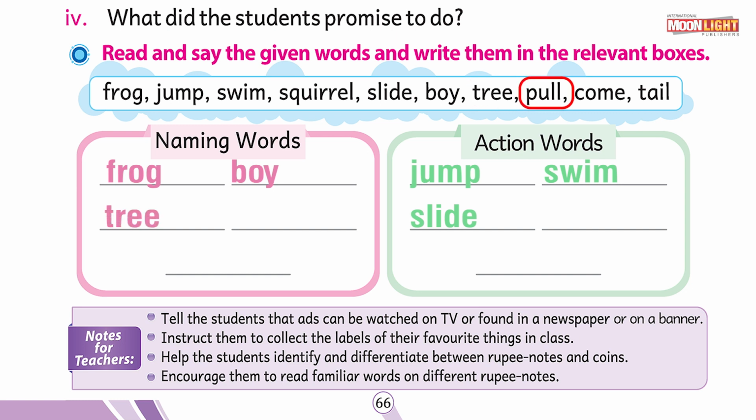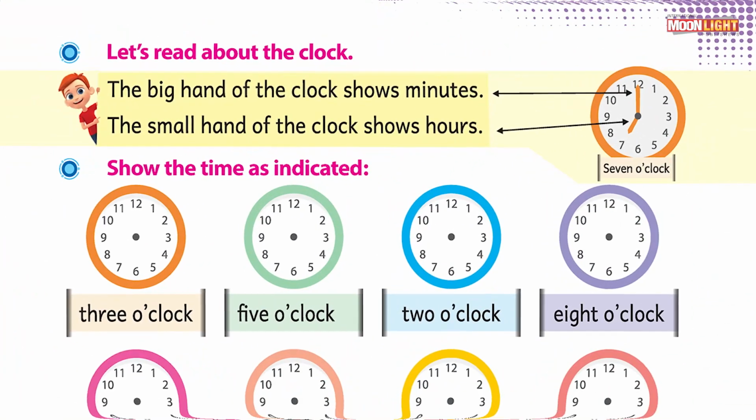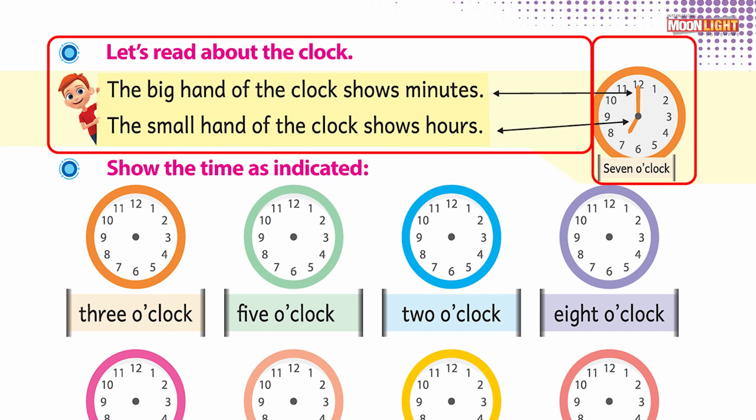Pull. Pull is an action word. Come. Come is an action word. And the last word is tail. Obviously, tail is a naming word. Now students, it's time to move towards our next question.